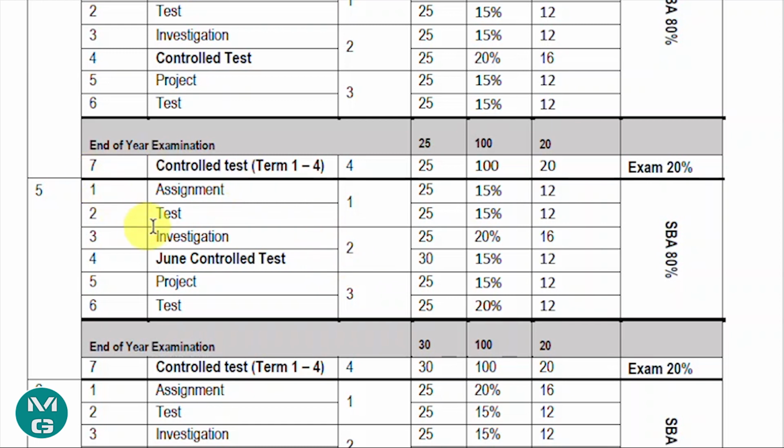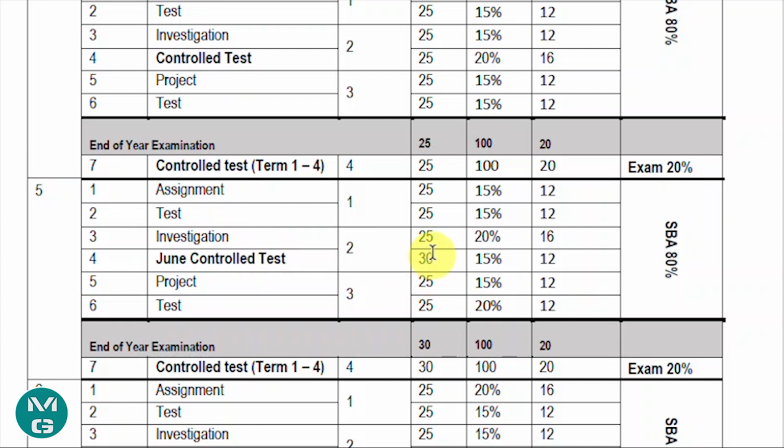If we zoom into mathematics here, grade 5, you can see the number of tasks. Then you also have the term here. This is term 2. We have the investigation as task number 3, and then task number 4 is the June controlled test, the school-based test. So these are the tasks that we have in mathematics in term 2.